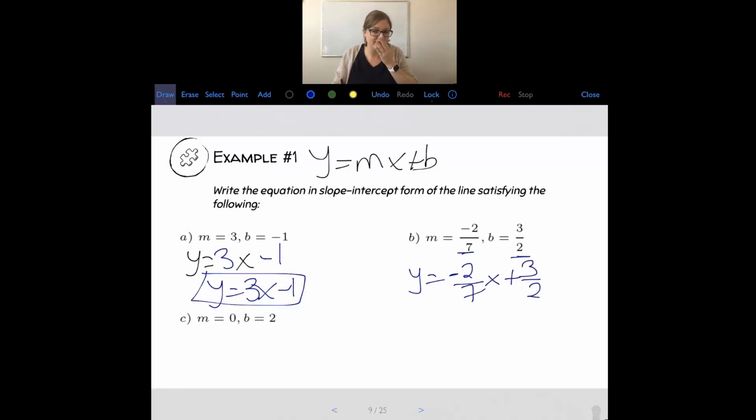When you're asked to write an equation of a line, remember equations have equal signs. So your equation should say y equals. The slope has the x, okay? And then the y-intercept is the constant that's being added.